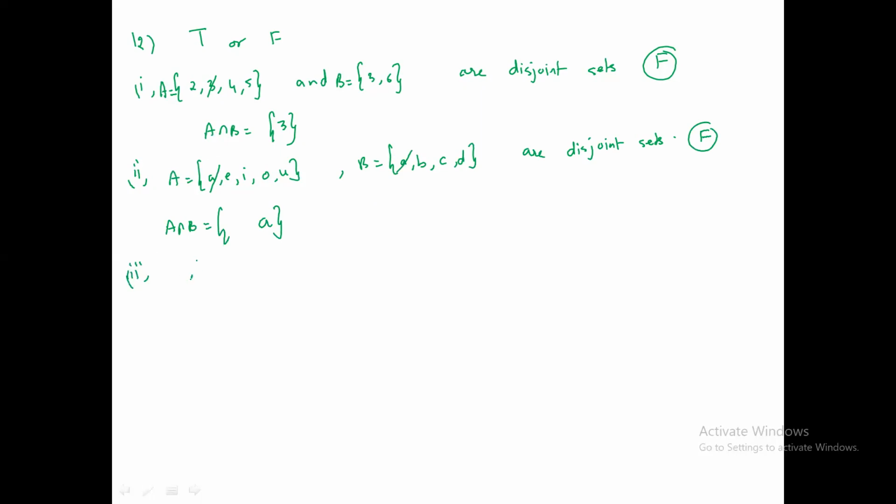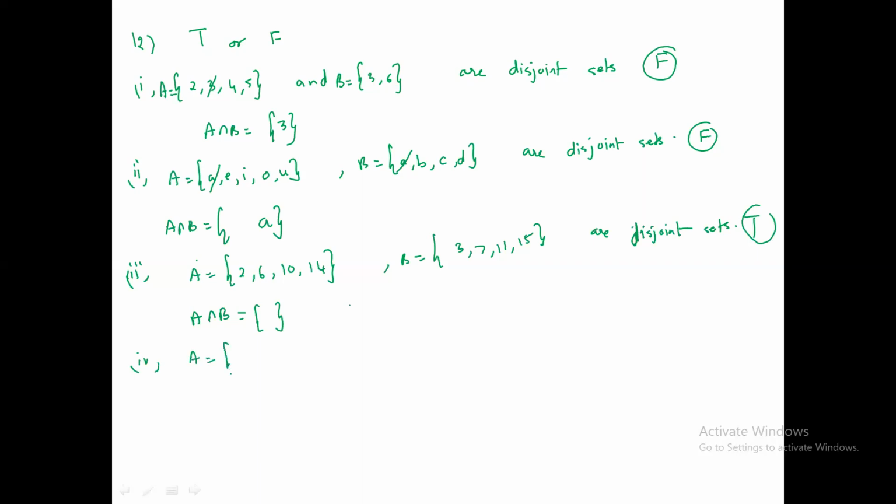Third one. A is the set having 2, 6, 10, 14. And B is the set having 3, 7, 11, 15. They are saying these are disjoint. Let us see whether they are really disjoint sets or not by finding A intersection B. Nothing is common between them. So yes, this is true. They are disjoint sets.